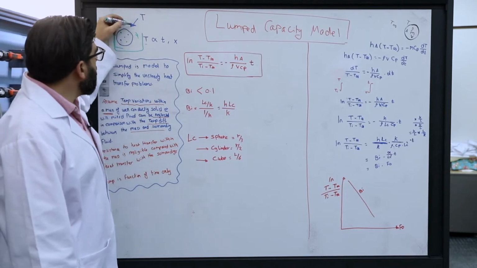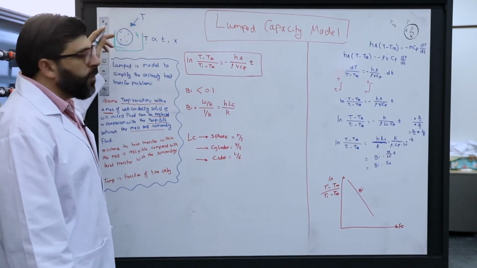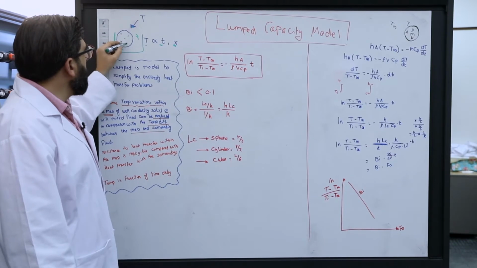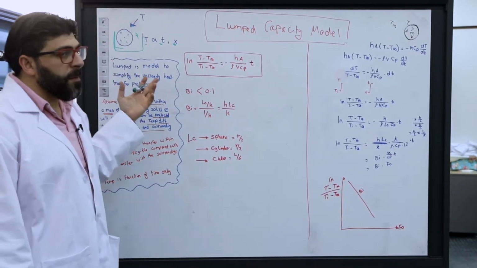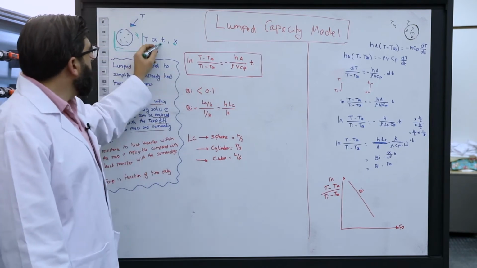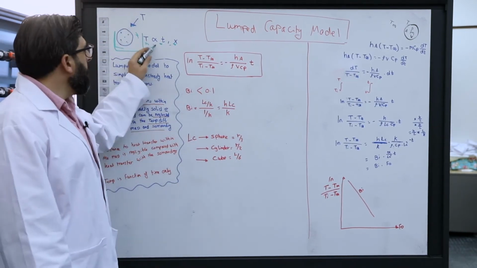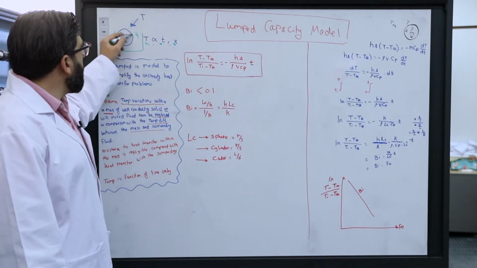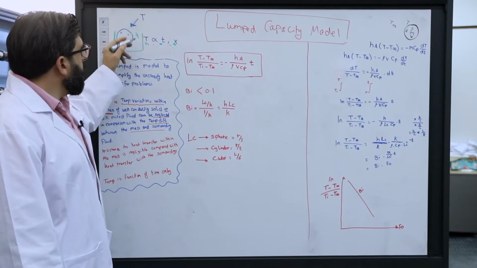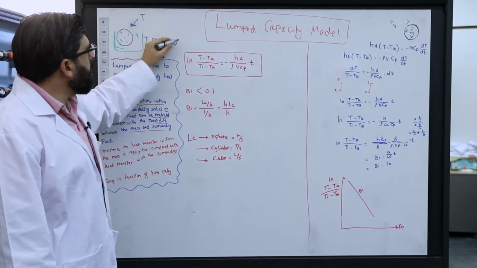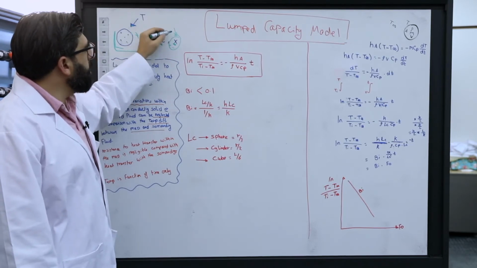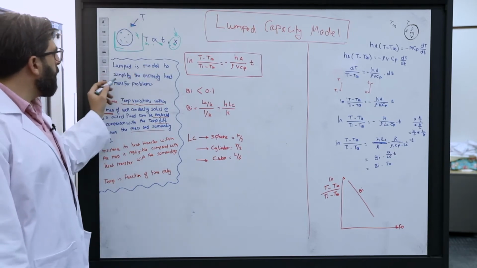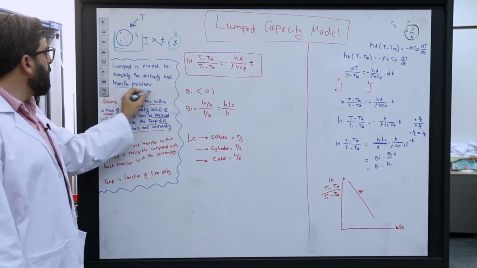So the temperature is a function of two things: time and position, x. To model this problem will be difficult because I have two significant factors affecting the temperature, time and x. So this model is used to simplify the problem, supposing that the temperature is only a function of time, and the position has no contribution to the system. So lumped capacity is a model to simplify unsteady heat transfer problems.